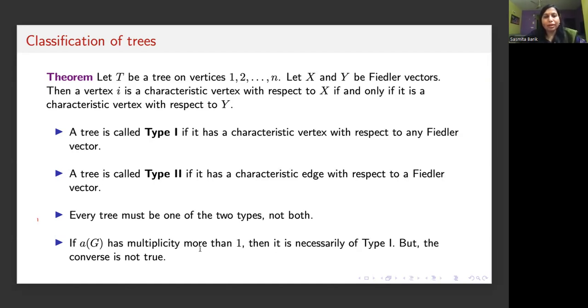If you look at the path of order 3, the eigenvector corresponding to the algebraic connectivity 1 is (1, 0, minus 1). So the middle vertex is the characteristic vertex. That means the tree P3 is type 1, but its multiplicity is 1. If the multiplicity is more than 1, we can certainly say it's type 1. But if it's exactly 1, then it can be type 1 or type 2.